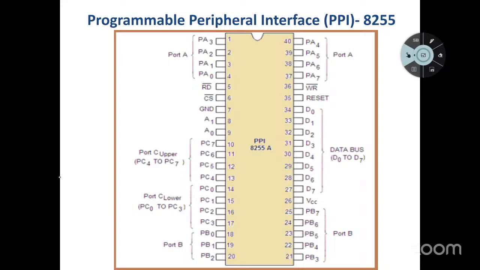Next. One more is write bar. Write bar ఎందుకుందో చెప్తాను. Write signal అంటే the 8086 is sending the data to the 8255. Write operation is input operation or output operation with respect to 8086. Read is the input operation. Write is output operation.